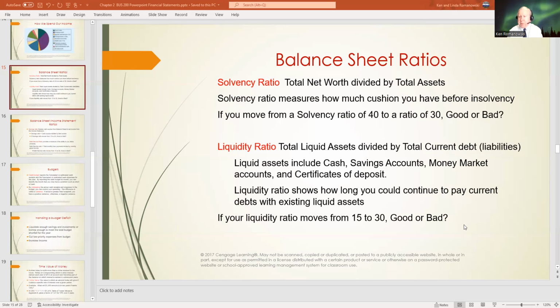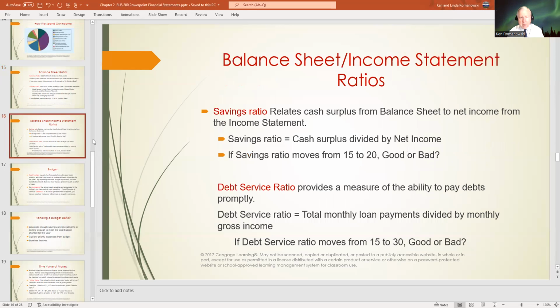You don't want to be in a position where you own all these assets that are not easy to sell, and you still have bills to pay on top of it. That's a sure sign that you could be headed for a disaster. So a couple more ratios for you.